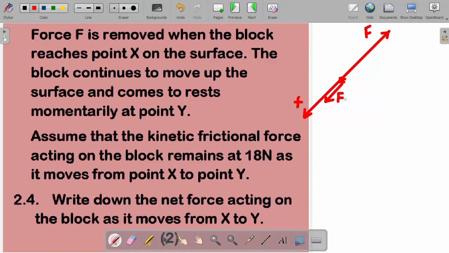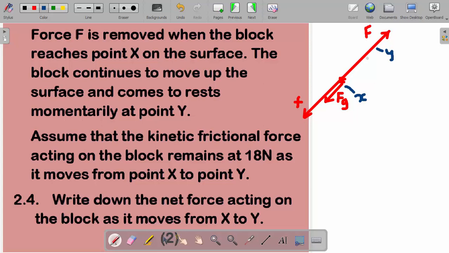So the moment you remove the applied force, because of the initial momentum of the block, it's going to continue momentarily from the point they said from X to Y. Okay, so it continues momentarily from this point here up somewhere here, like they said, until it comes to rest. So this point X here, and then it travels up to point Y somewhere here.